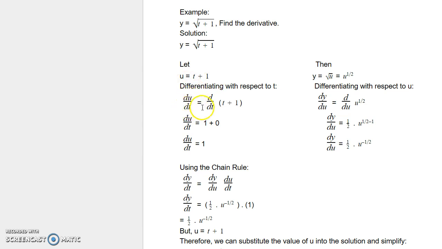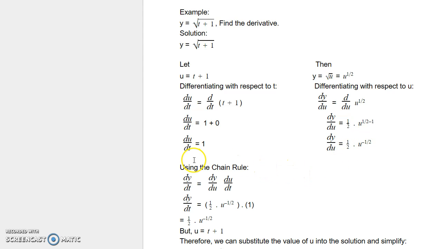du by dt is equal to d by dt of t plus 1. D by dt of t is 1. D by dt of 1 is 0. And therefore, it simplifies to 1. On this side, y is equal to u to the power of 1/2. When we differentiate it with respect to u, dy by du is equal to d by du of u to the power of 1/2. We can use the power rule, and it simplifies to 1/2 times u to the power of 1/2 minus 1. 1/2 minus 1 is minus 1/2. So it simplifies to 1/2 times u to the power of minus 1/2.